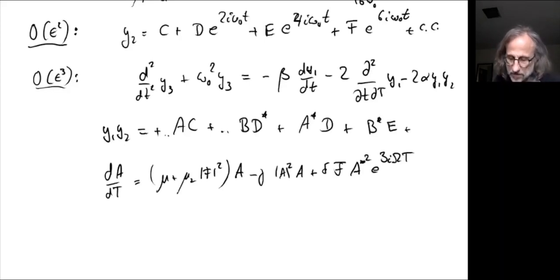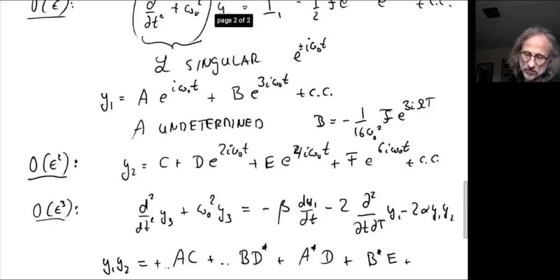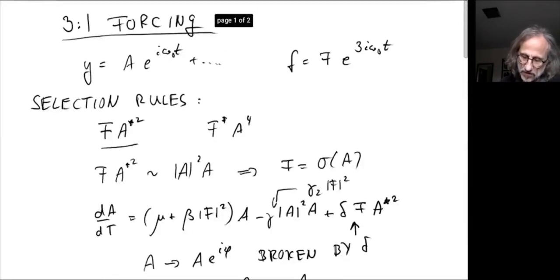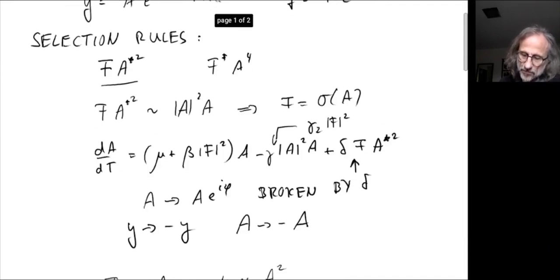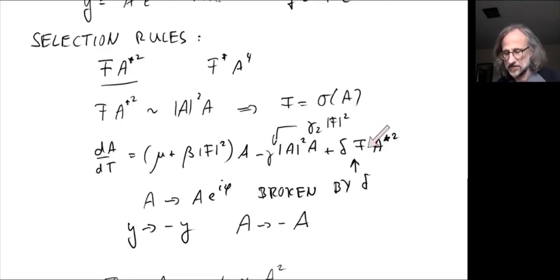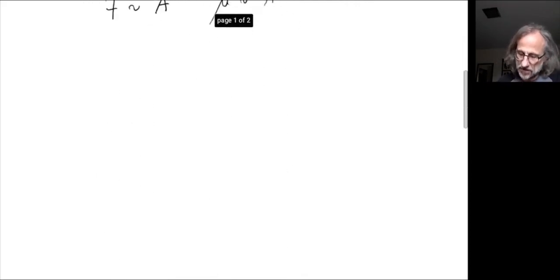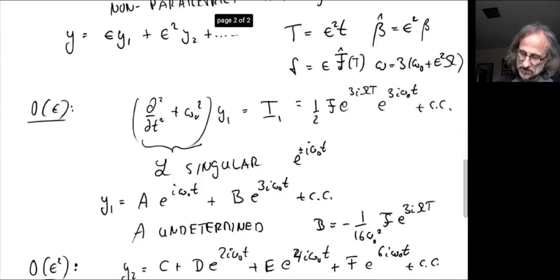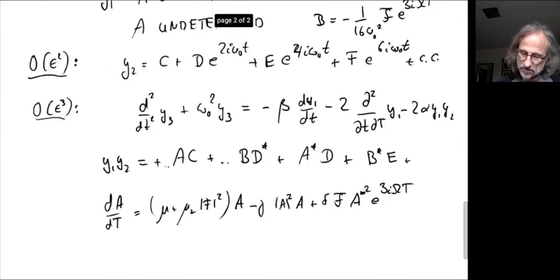Okay, so this equation is essentially what we expected, right? I mean, that's what we predicted from the symmetry argument. We said there should be a term f A star squared and the usual nonlinear term. We have this e to the 3 I omega t because we allowed the f to be a slowly varying function, which is not part of that discussion we had here. So that's okay. It's just a little bit annoying because one doesn't really like non-constant coefficient equations.